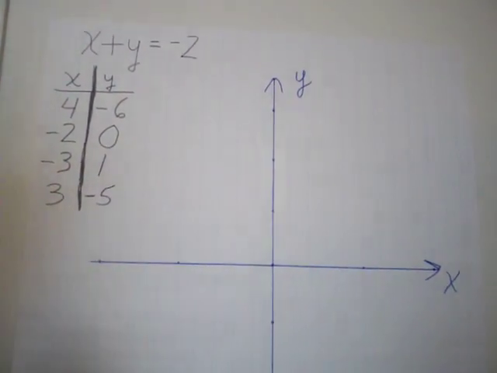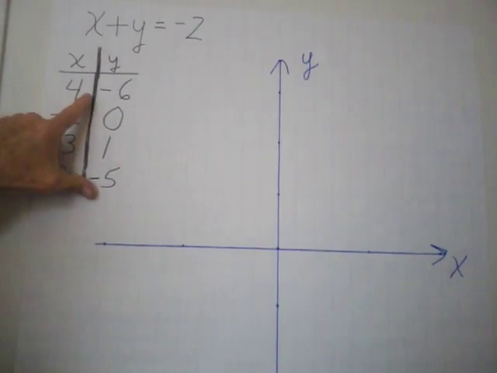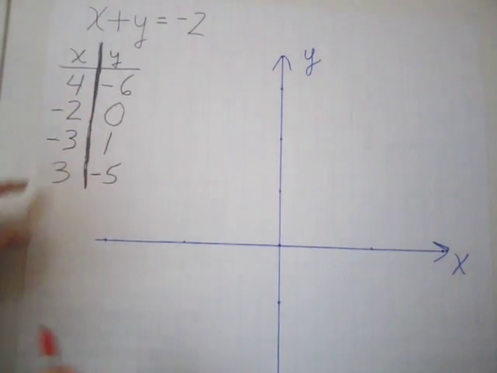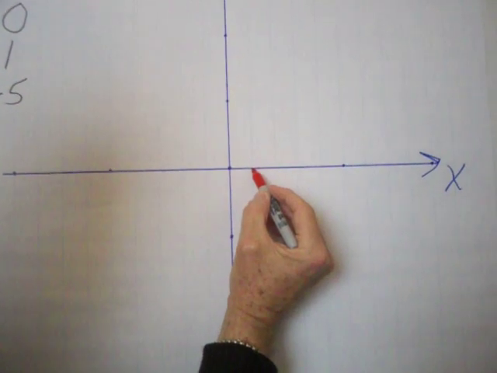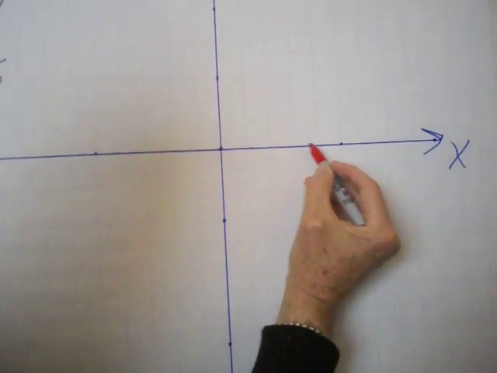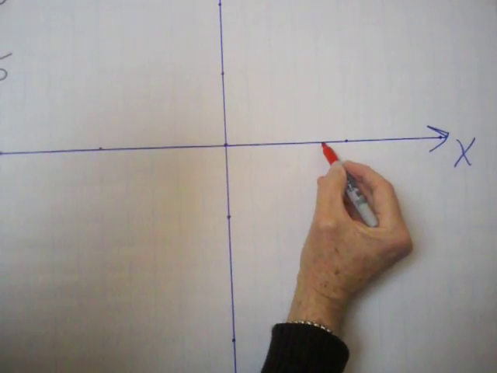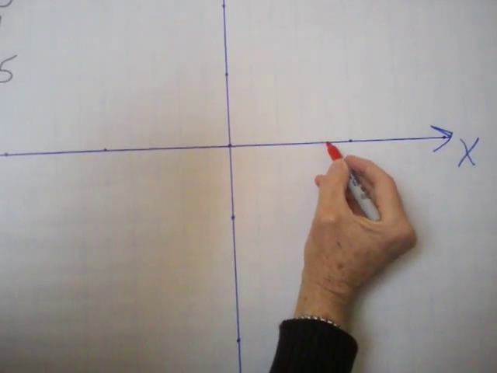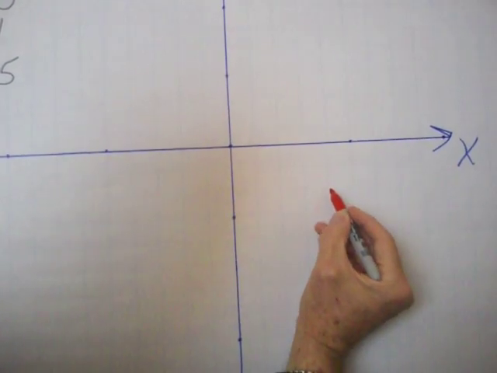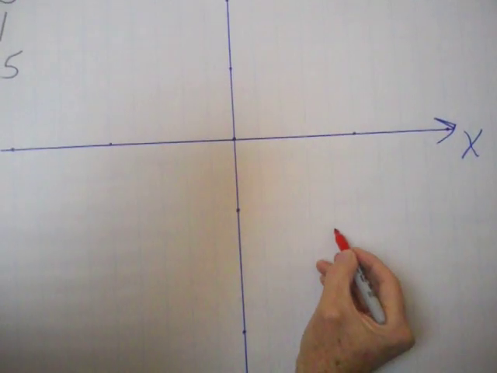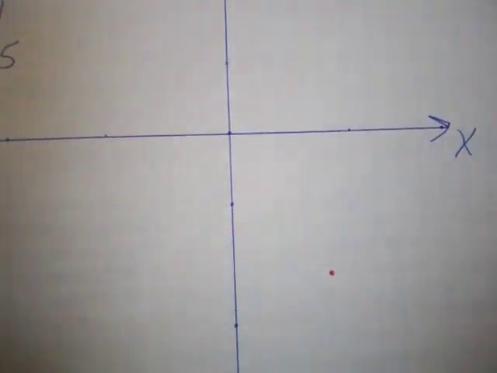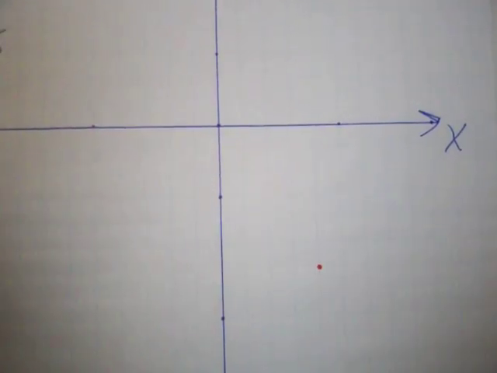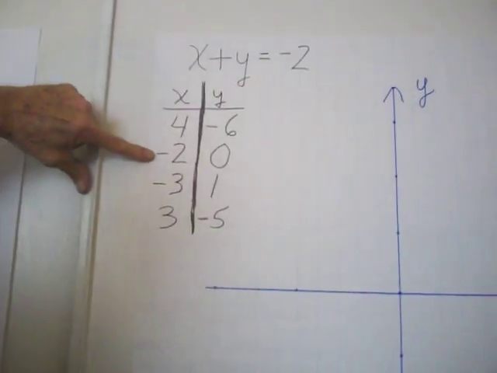So we've got fresh x and y axes here. We're going to start with 4, negative 6, and plot it. X is positive 4. 1, 2, 3, 4. The value of y is negative 6. We're going to go down 6. 1, 2, 3, 4, 5, 6. We don't put any letter beside it. That's the first point. Let's go to the second.